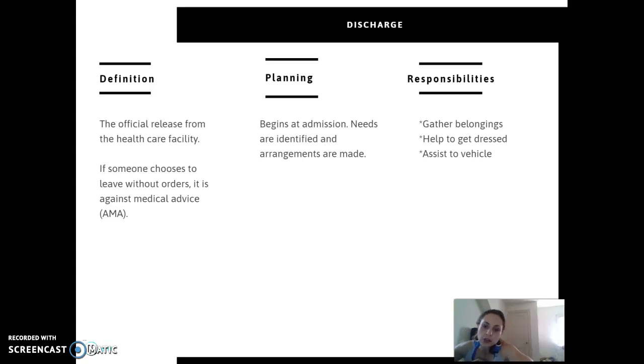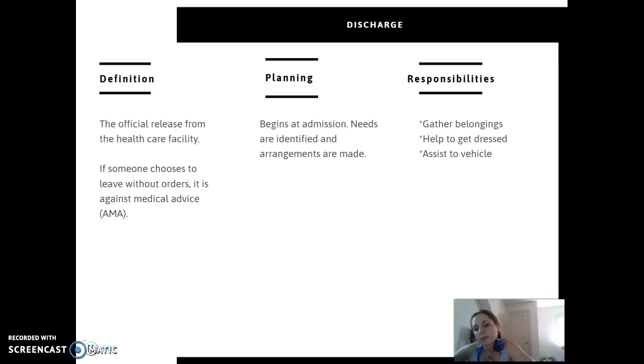So if I know you have 15 steps to get into your house and you just broke your hip, I know that I need to send a trigger maybe to physical therapy. If I am doing my admission and I find out you've lost 15 pounds in the last month, I may need to send a trigger to nutrition, because I don't want to send you home in an unsafe condition, right? So the planning always starts at the beginning. We don't want to be scrambling at the end trying to figure out what we're going to do now.